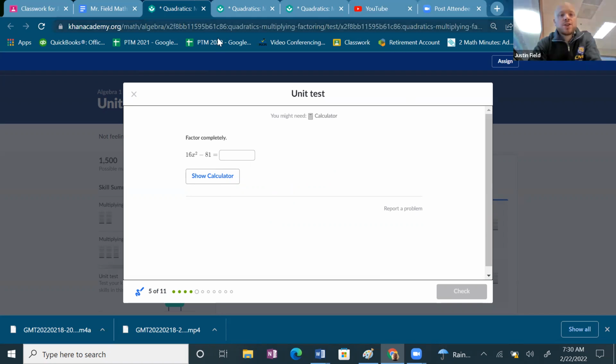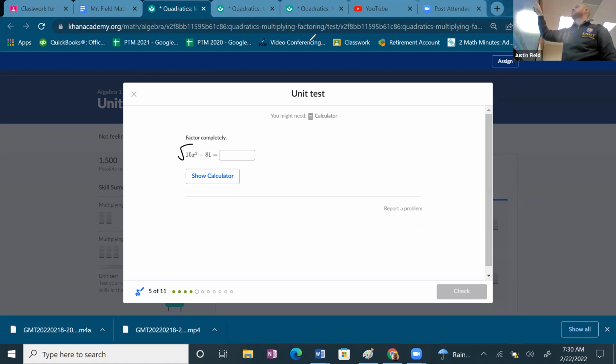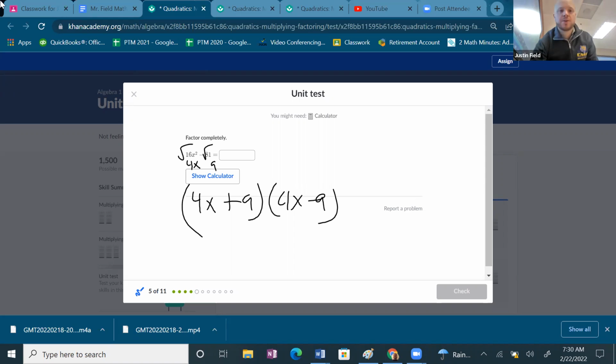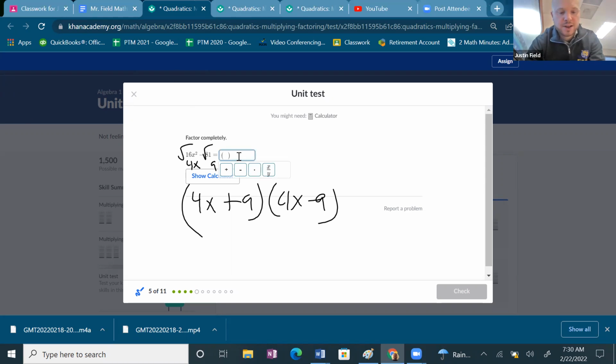Do you recognize that this is a difference of squares? Because you should. That's a different sign. It's a binomial. And so we're going to take the square root. So that's 4x. That's 9. So this factors into 4x plus 9, 4x minus 9. Okay. Recognizing the difference of squares.